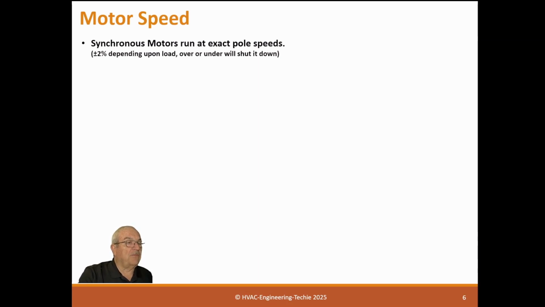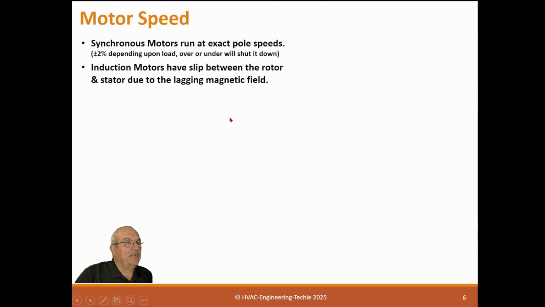That's one of the differences: synchronous motors run at exact pole speeds. If they get off more than 2%, they will stop because they'll lose the field. So they'll be within that 1-2%, or they won't run. Induction motors have slip between the rotor and stator due to the lagging magnetic field. And induction motors are what cause the power factor in systems. It's that inrush current and that slip in the phase angle of the power. That's why induction motors cause power factor.